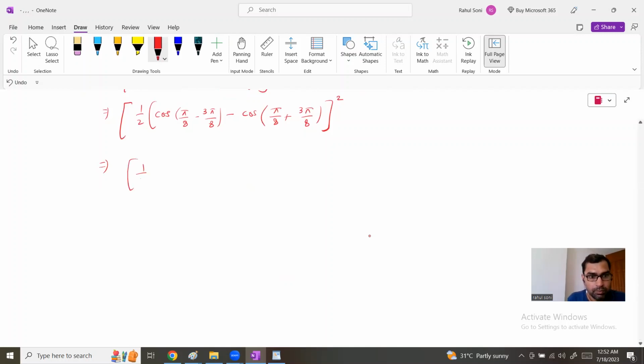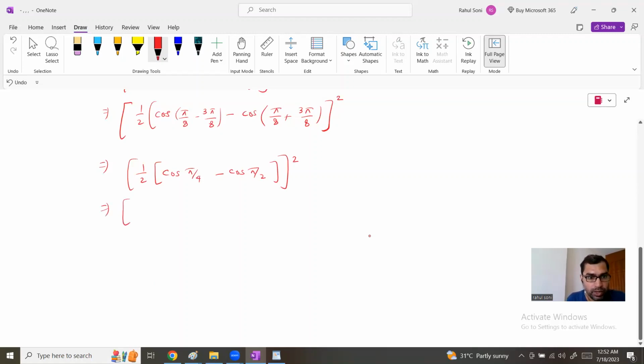Now 1 upon 2, cos pi by 8 minus 3 pi by 8. Pi by 8 minus 3 pi by 8 becomes minus 2 pi by 8. That means cos minus pi by 4, and cos minus theta is cos theta. So that becomes cos pi by 4, minus cos pi by 8 plus 3 pi by 8, which is 4 pi by 8. That becomes cos pi by 2.